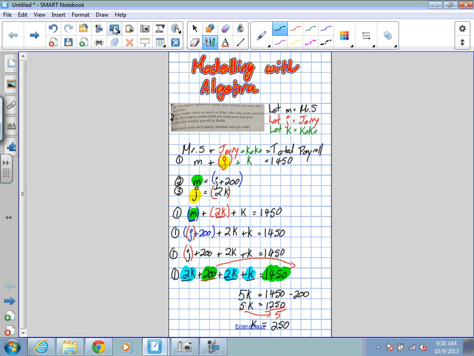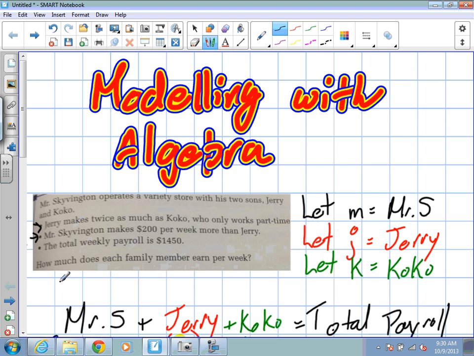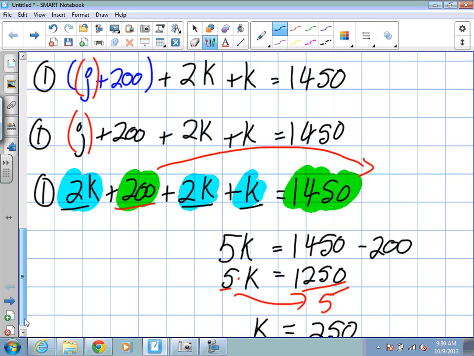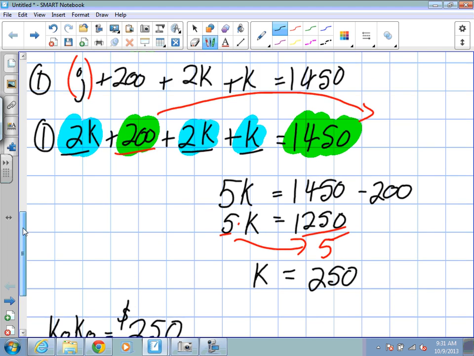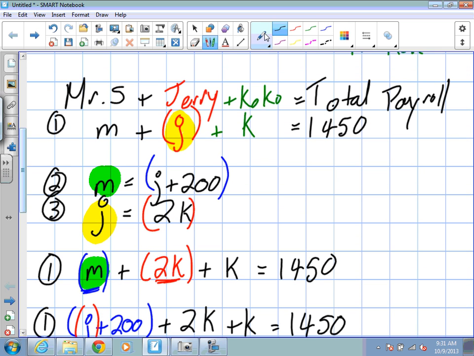So we don't have to do everything again, but we have a very important piece of information. What does K stand for? Cocoa. How much money does cocoa make? 250. Great. Let's go back to our original equations now. 1, 2, and 3. Now that we know how much cocoa makes, can we solve for how much Jerry makes? Yes. So let's do that.